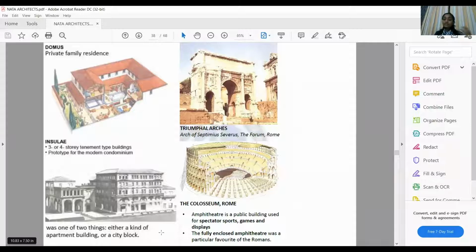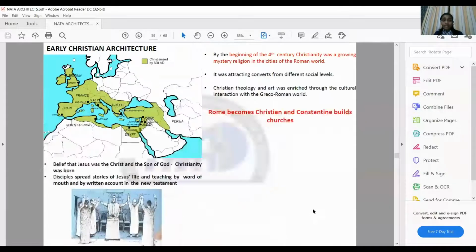And they also started designing these amphitheaters, mainly for the public, for conducting games, sports, and other display events. And one spectacular example is the Colosseum, which is seen in Rome. And then comes the early Christian architecture.